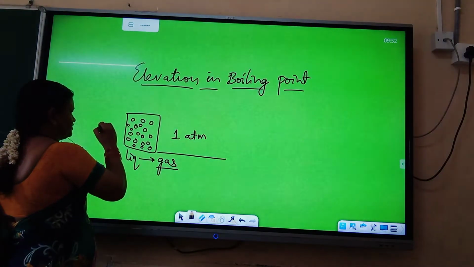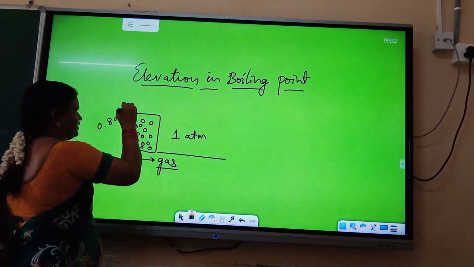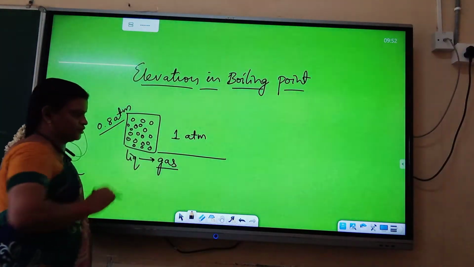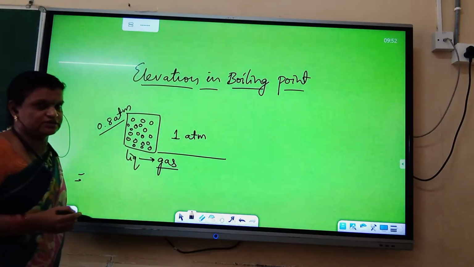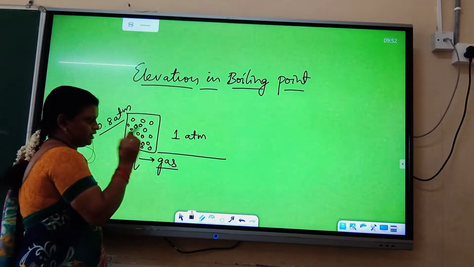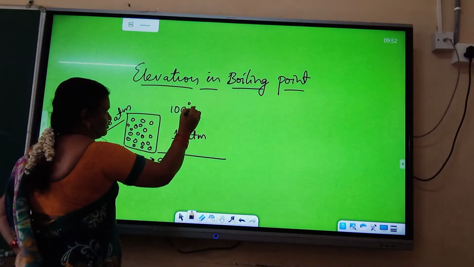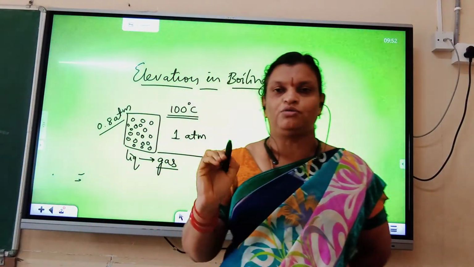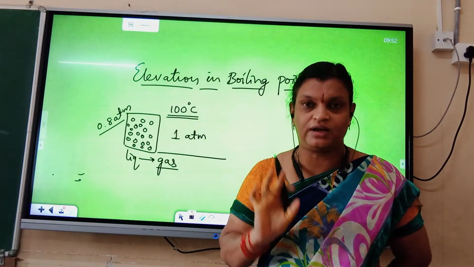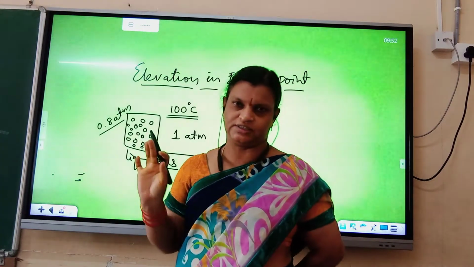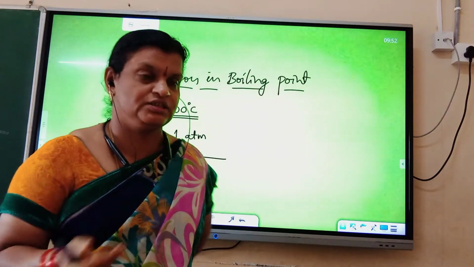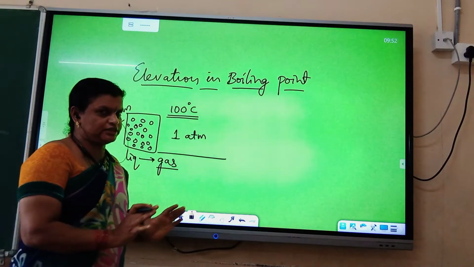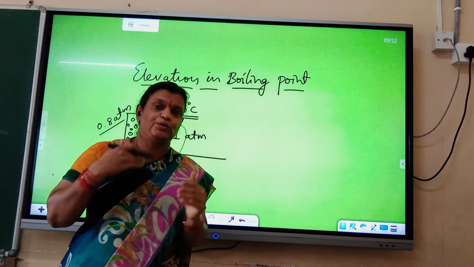Let us mention that this liquid has a pressure of 0.8 atmospheres. You have to raise it from 0.8 atmospheres to 1 atmosphere, so we provide some heat energy to the liquid, and it converts into gas. The boiling point of water, you already know, is 100 degrees Celsius. But it is not 100 degrees Celsius everywhere. Only when the outside atmospheric pressure is 1 atmosphere does water boil at 100 degrees Celsius. Then what happens when the pressure is changed? That is what we are going to see. At 1 atmosphere, 100 degrees Celsius, that much heat energy is sufficient to convert the liquid into gas.